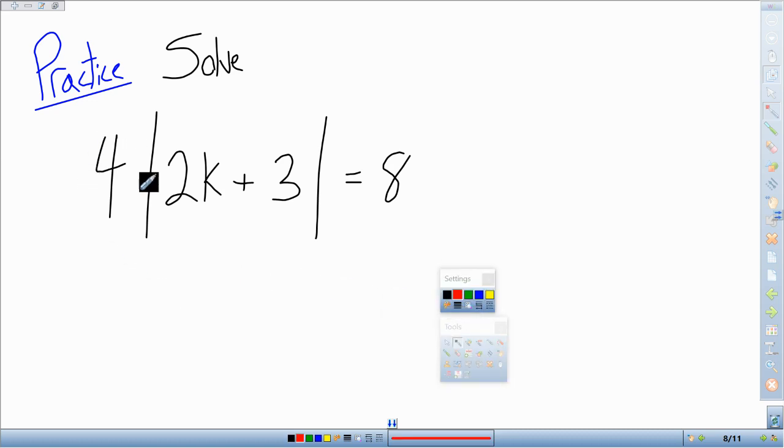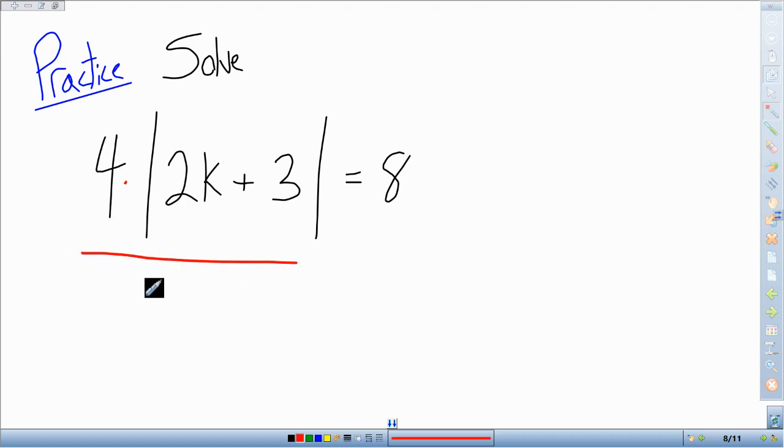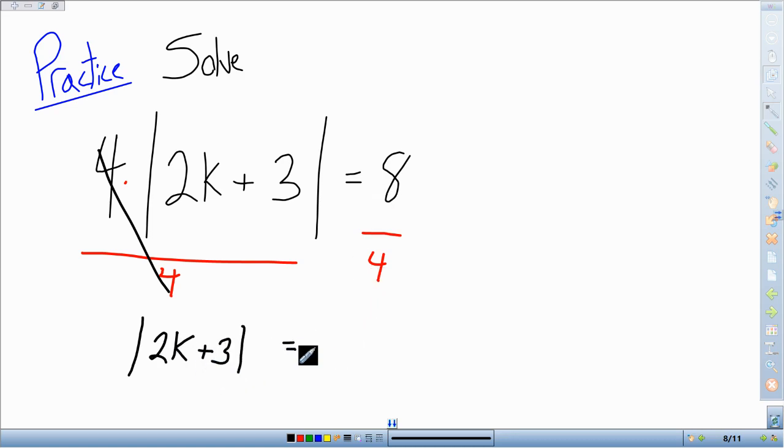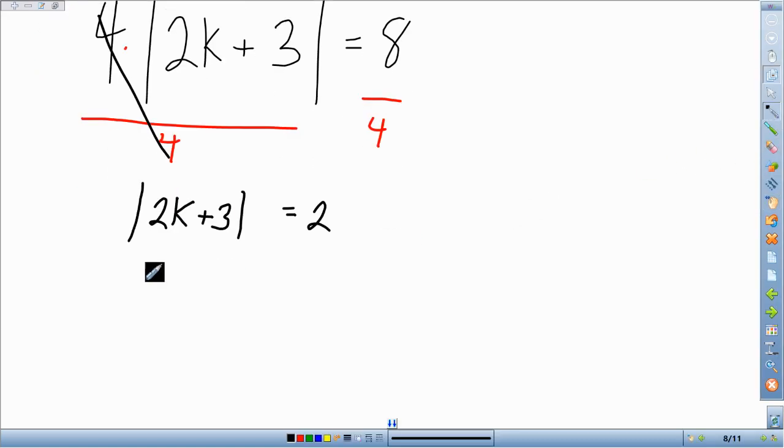All right, so just like before, we have this 4 on the outside. We need to get rid of it. It's being multiplied by the absolute value, so I'm going to get rid of it by dividing. Now that it's gone, I have the absolute value of 2k plus 3. Over on the right, it looks like I have a 2. Now that it's isolated, I can go ahead and break it into the two equations.